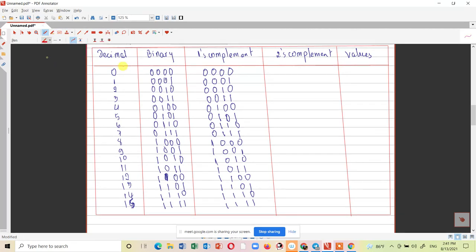Like this one, the leading zero numbers are the same. It is not changed for one's complement, binary, and two's complement. So I just write about two's complement for zero.